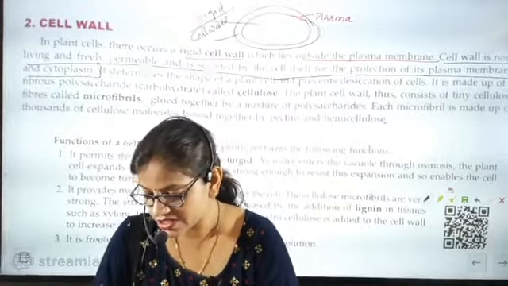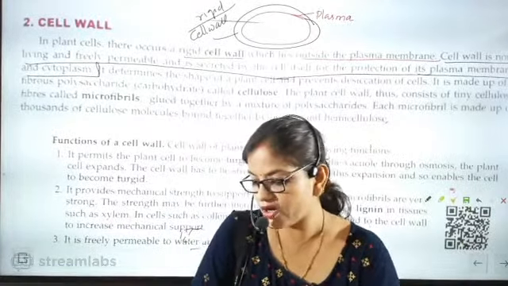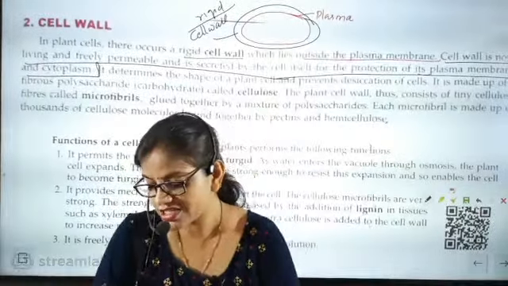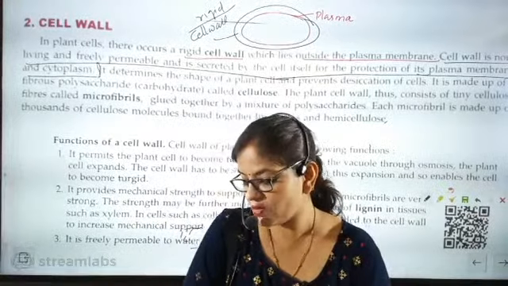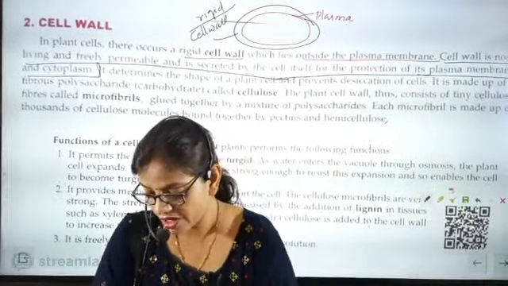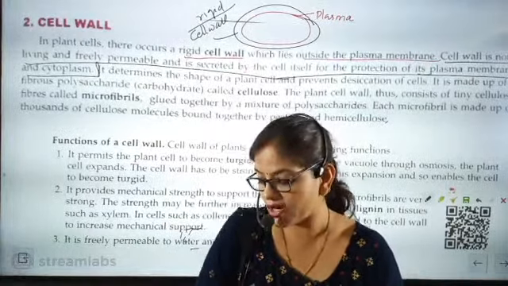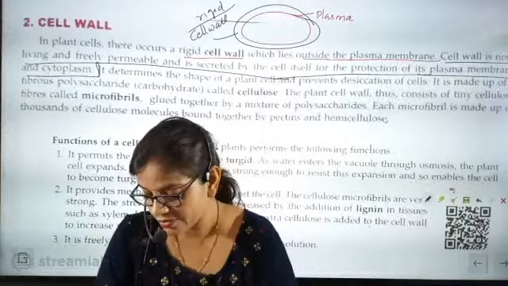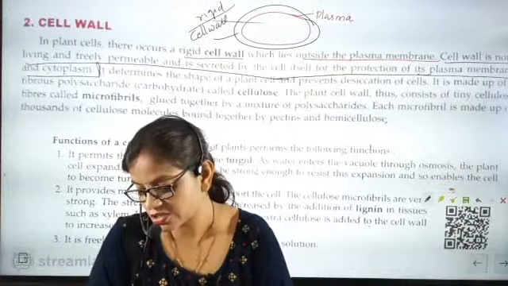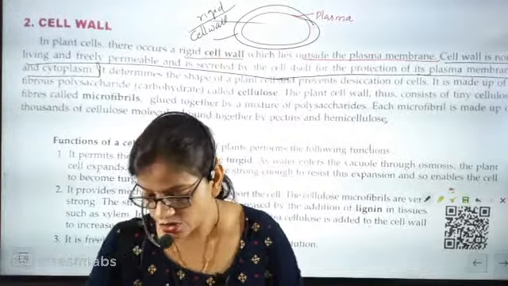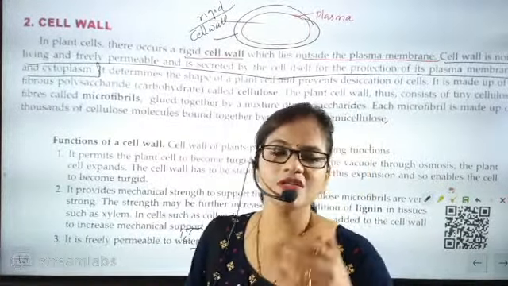It is exactly, Kanishka, non-living part of cell or living part of cell? Cell wall is exactly non-living part of cell. Cell wall is what, beta? Non-living part of cell. It is not living, beta. It is non-living. Non-living means it does not have life.